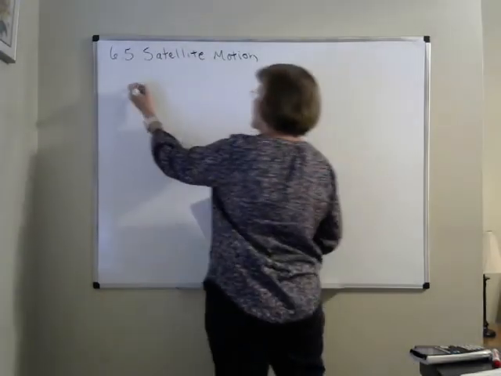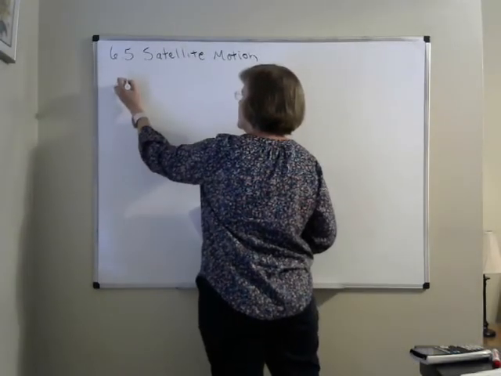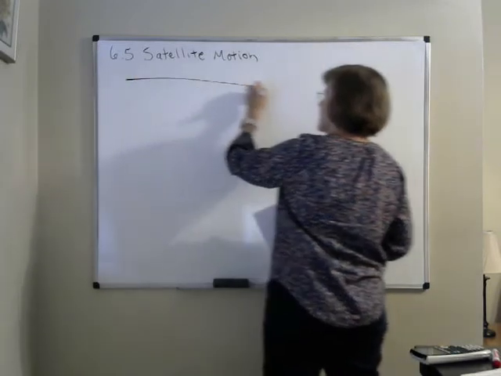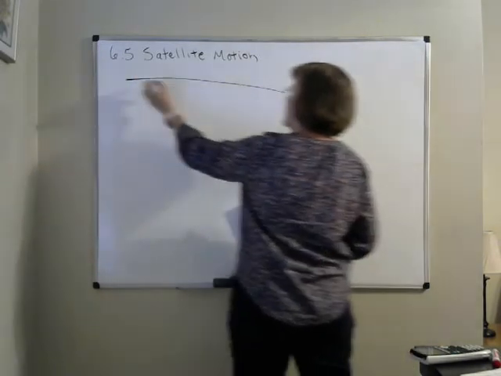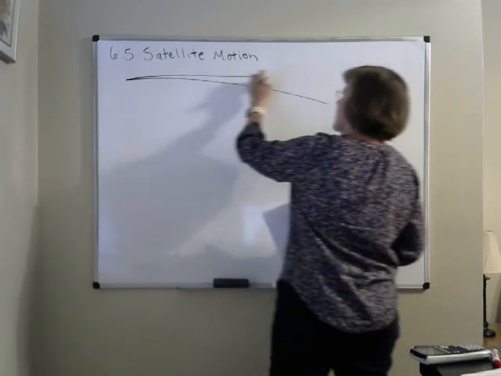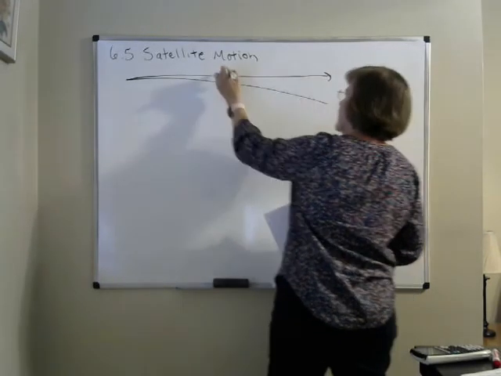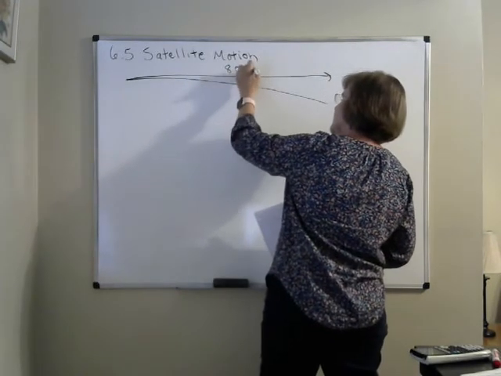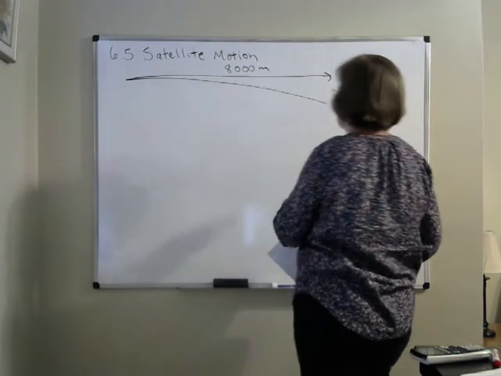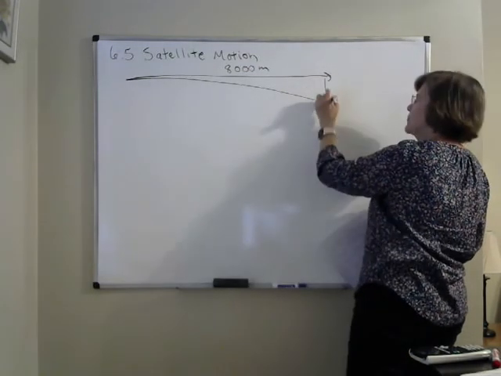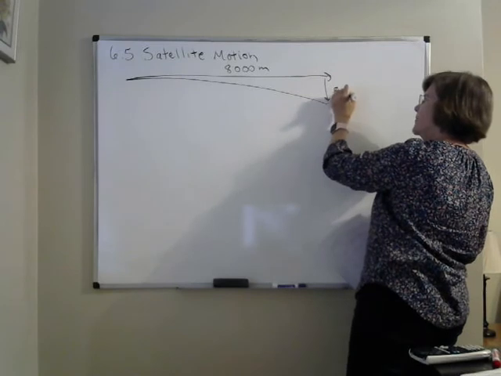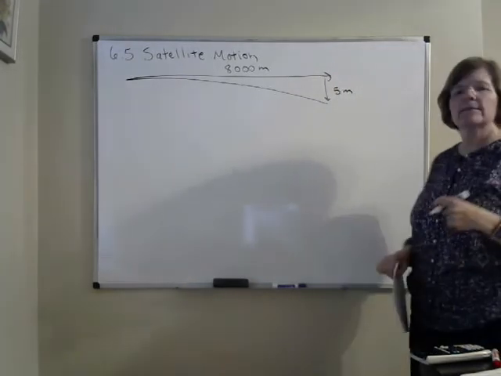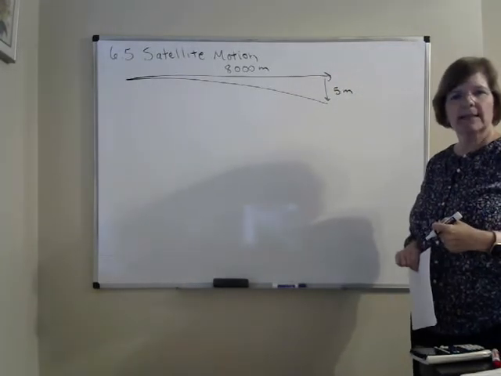If you look at the surface of the Earth, by the time you've traveled straight out this way 8,000 meters, the surface of the Earth has dropped away a distance of 5 meters. That's not drawn to scale, obviously.